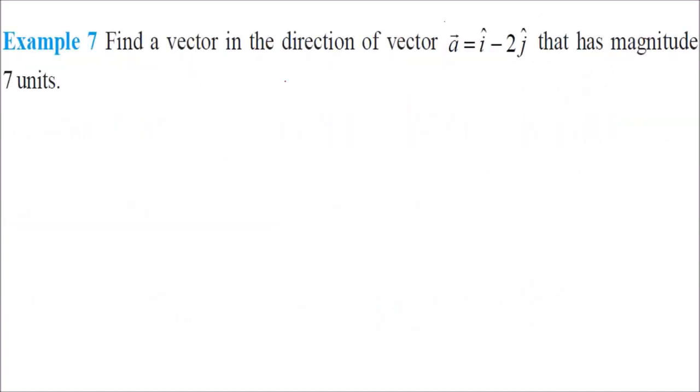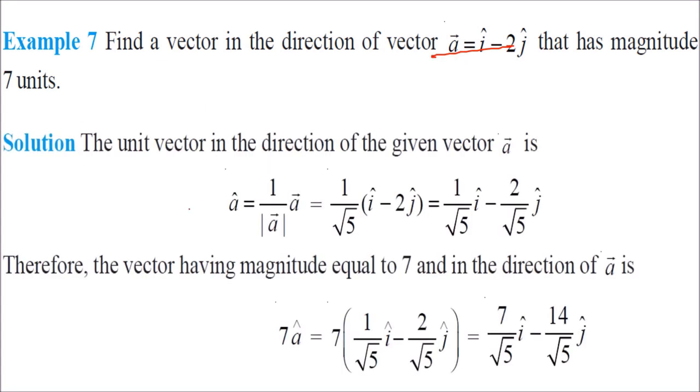Find a vector in the direction of this that has magnitude 7 units. So first of all, let us find out the unit vector. The unit vector can be found by dividing by the magnitude of A, which is the square root of 1 square plus 2 square, that is root 5. So it is 1 by root 5 i and 2 by root 5 j.